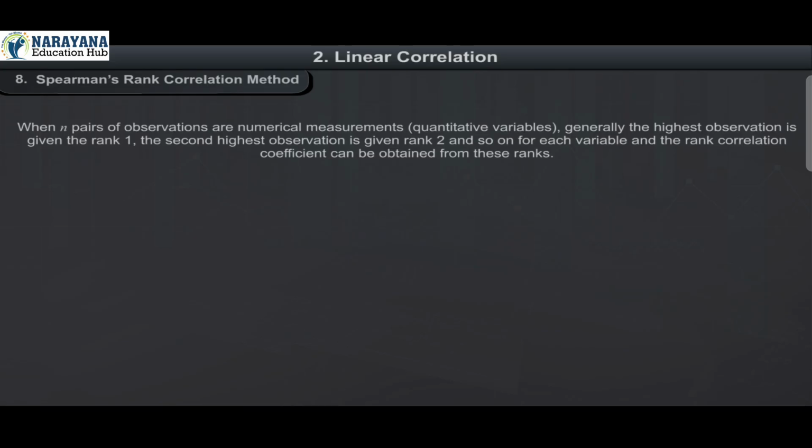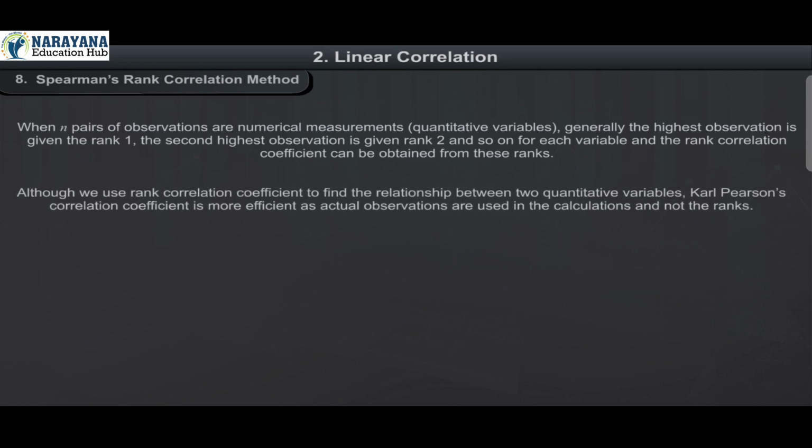When n pairs of observations are numerical measurements, that is, quantitative variables, generally the highest observation is given rank 1, the second highest observation is given rank 2, and so on for each variable, and the rank correlation coefficient can be obtained from these ranks. Although we use rank correlation coefficient to find the relationship between two quantitative variables, Karl Pearson's correlation coefficient is more effective as actual observations are used in the calculations and not the ranks.